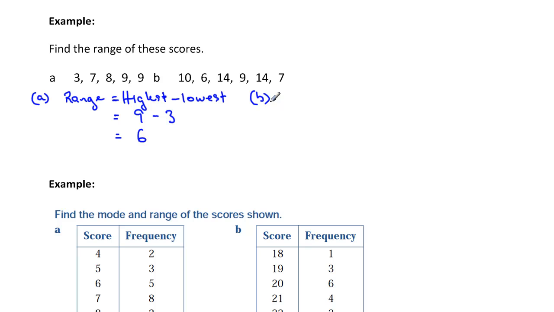Now we can do the same for B, but because these scores are not in order, it's a little bit more tricky, but by just having a little bit of an observation, we could say that the range would be equal to, now the highest score there is clearly 14, and the lowest score is 6. And when we subtract those, we get the number 8. So that's our range. 8 is our range. Quite an easy thing to do.